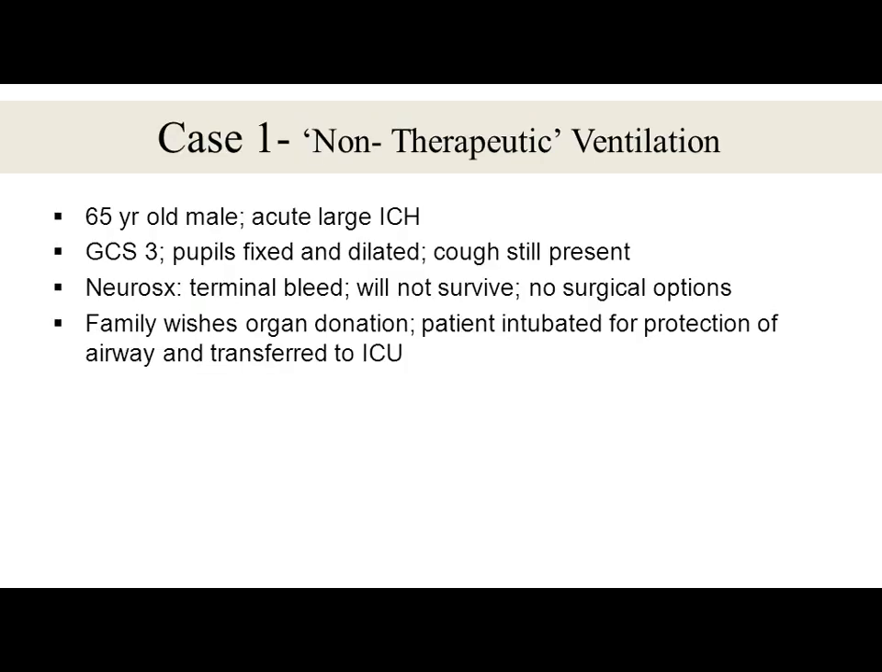Okay, the first one, we tried to start off quite as simple as possible, but even going through each of these cases, we have questions about every aspect of the case, including the consent process and so on. But this is something we see very regularly. It's a 65-year-old gentleman who had a very large intracerebral hemorrhage in a community hospital. His Glasgow coma scale was 3 and therefore needed airway protection, intubated for the process of determination of etiology, had a CT scan. Pupils were already fixed and dilated. However, a cough was still present.